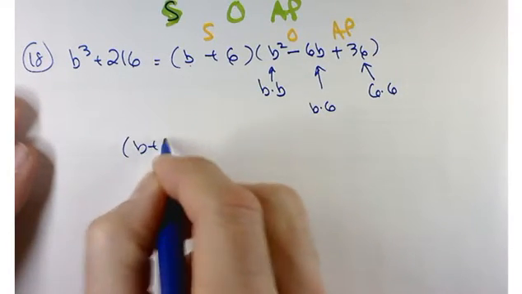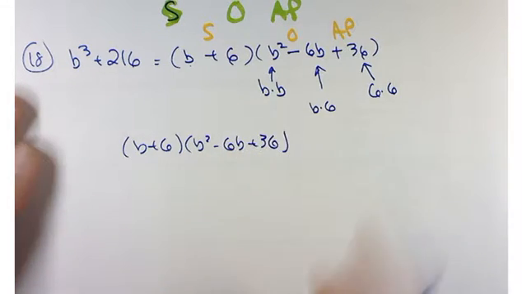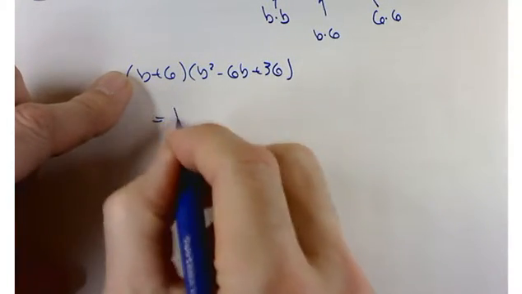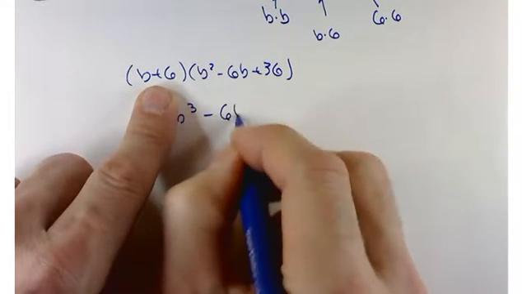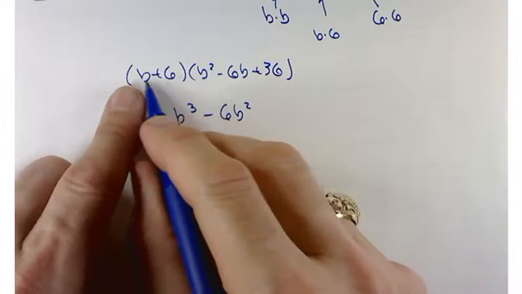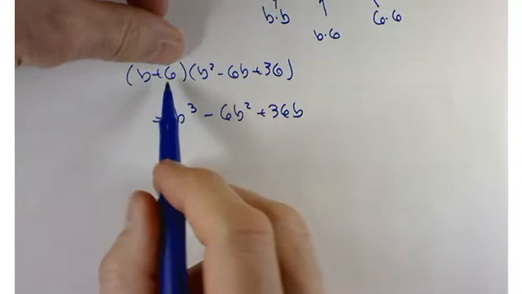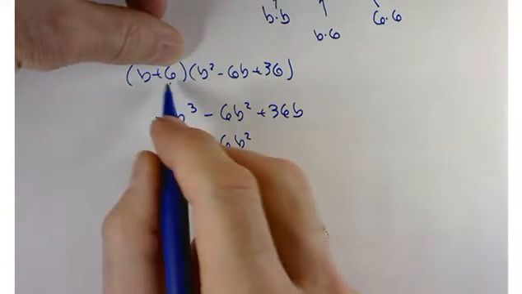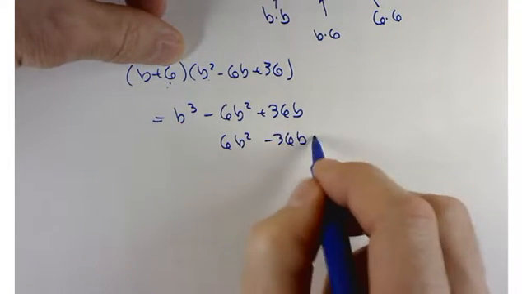But let's check it out. Let's take b plus 6 times b squared minus 6b plus 36. Let's see what happens when I multiply that together. B times b, b cubed, minus 6b squared plus 36b. Then I'll distribute the 6. 6b squared minus 36b. 6 times 36 is a plus 216.